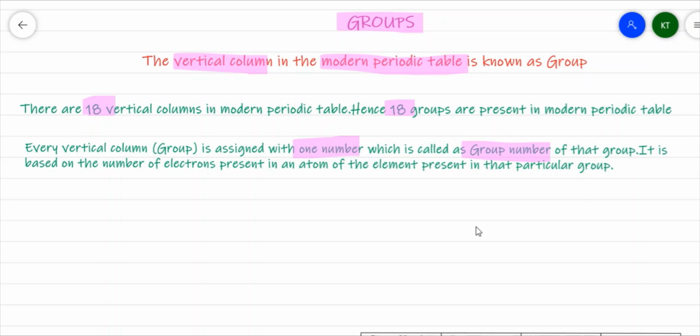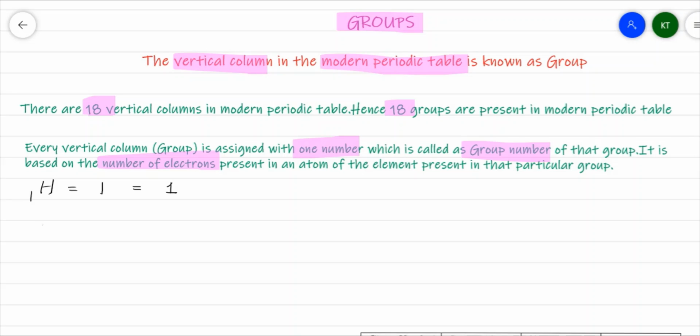Generally, this group number is based on the number of electrons present in the outermost shell of the atom of an element in that group. Let me take a few examples to illustrate this. Hydrogen has atomic number 1, electronic configuration 1. So the group number of hydrogen is 1.